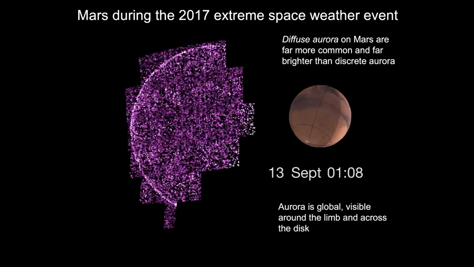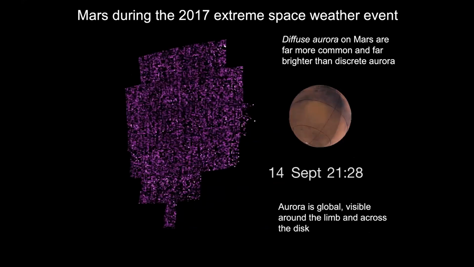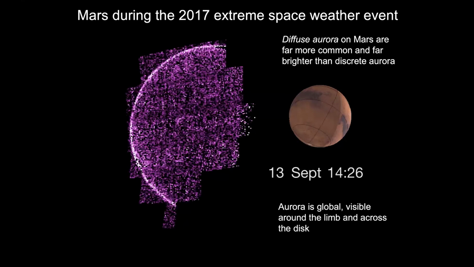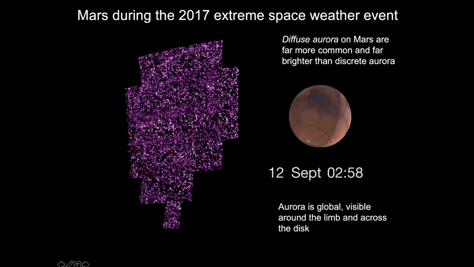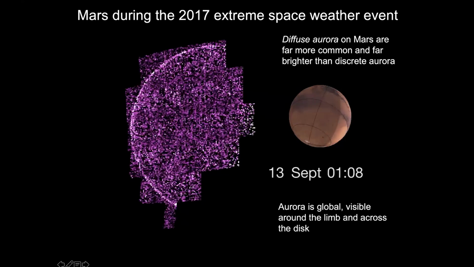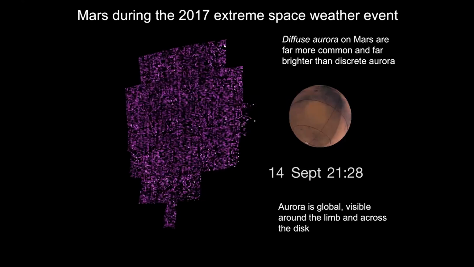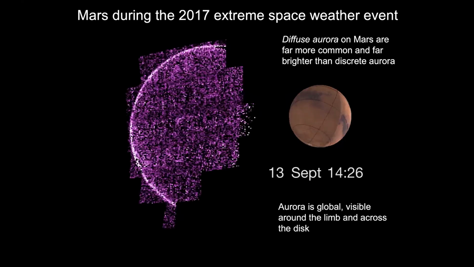Space weather does something different to the planet. These are ultraviolet images of the Mars atmosphere, the Mars night side specifically, during the 2017 space weather event, which gave rise to aurora that spanned the entire night side. This is global aurora, made possible, of course, by the lack of a global magnetic field.